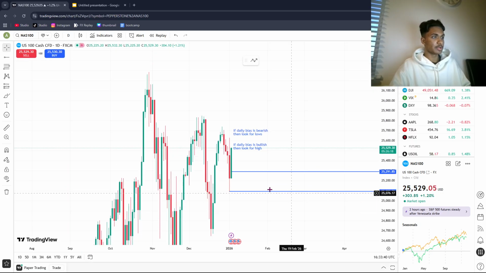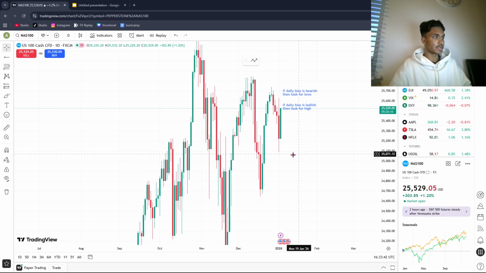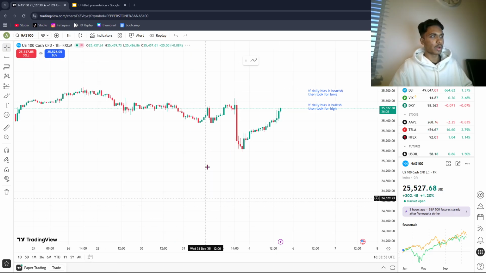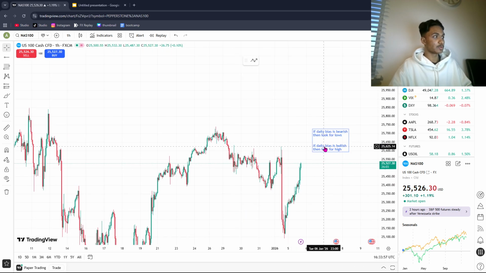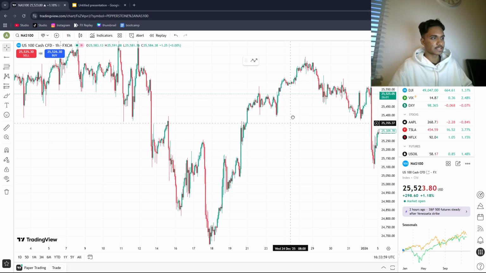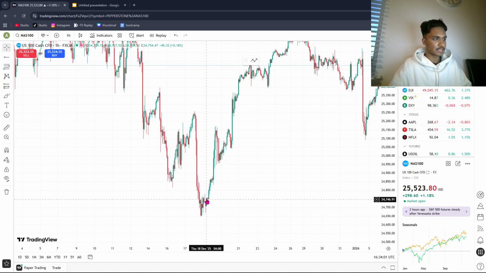So let's go to a bullish example. Alright, so over here we can see it's bullish, right? The daily bias. So let me go into the 1 hour. So that's on the daily. I find my daily bias and then I go to the 1 hour. Now I'm on the 1 hour. What am I looking for? I'm looking for highs, because look what it says. If daily bias is bullish, then look for highs.